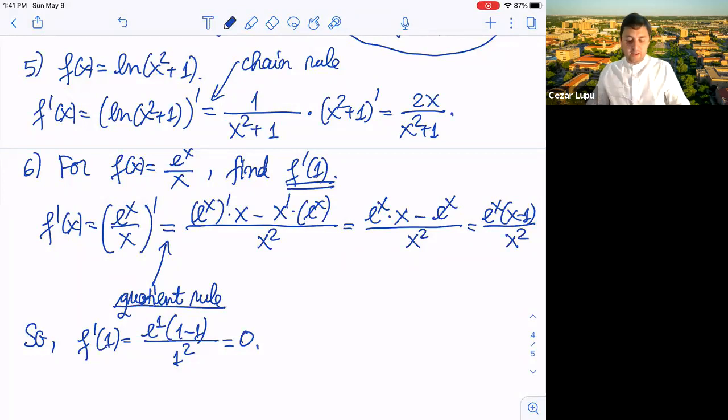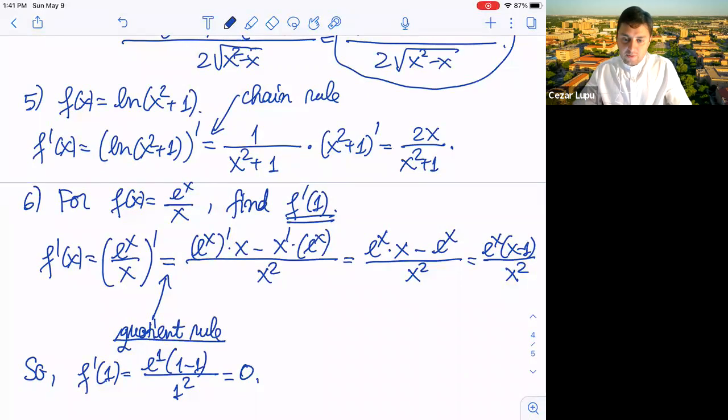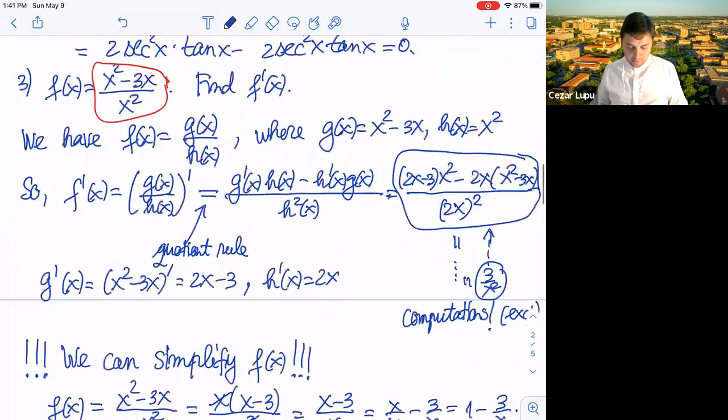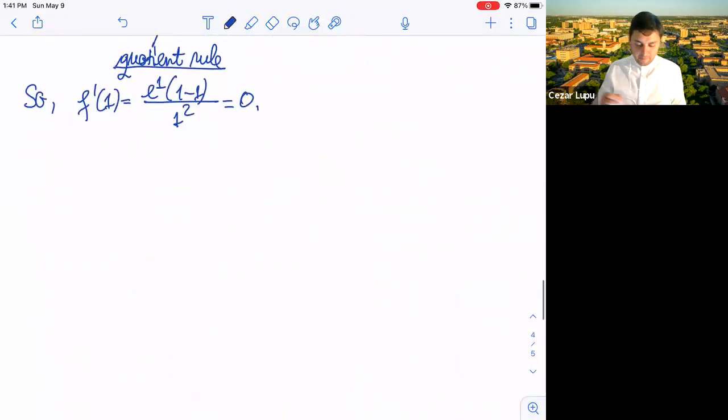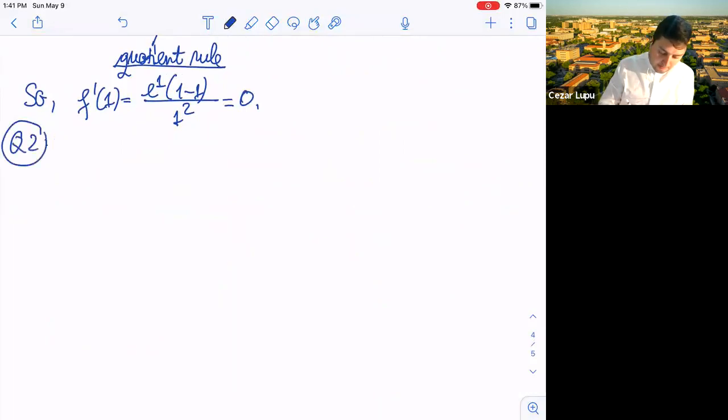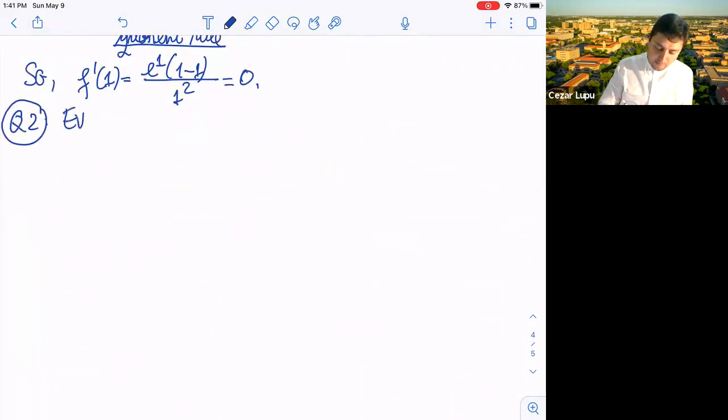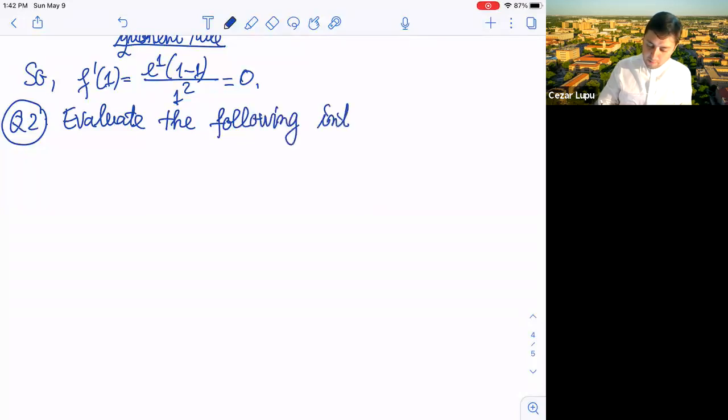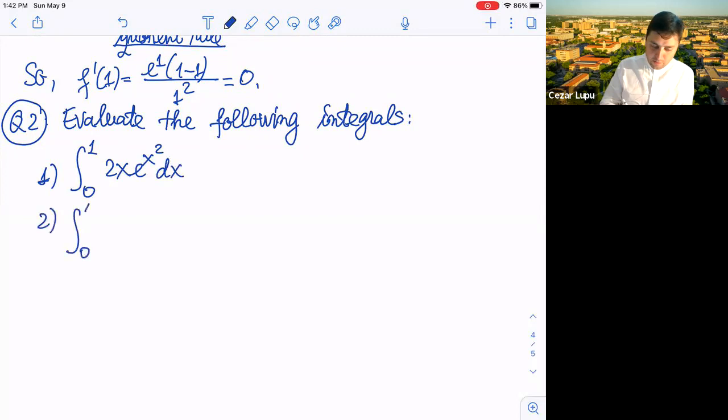Anyway, now let's see. I want to do another 6 questions, but this time this will involve integrals. Question 2, let's say. How should I evaluate the following integrals? All right, so the first one is the integral from 0 to 1 of 2x times e to the power x squared dx. The second one is the integral from 0 to 1 of x squared plus 2x plus 4 over x dx.